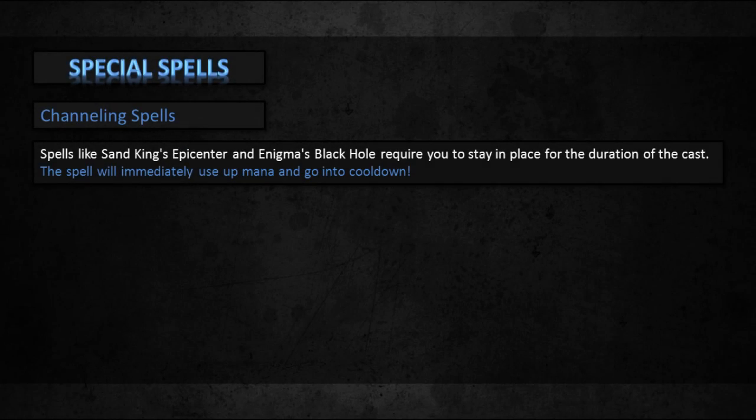Channeling spells. Spells like Pudge's Dismember and Enigma's Black Hole require you to stay in place for the duration of the cast. The spell will immediately use up mana and go into cooldown, so cancelling it, either by yourself or from being interrupted by an enemy, before the spell has finished casting, will result in nothing happening, but will still consume mana and cooldown will be activated.